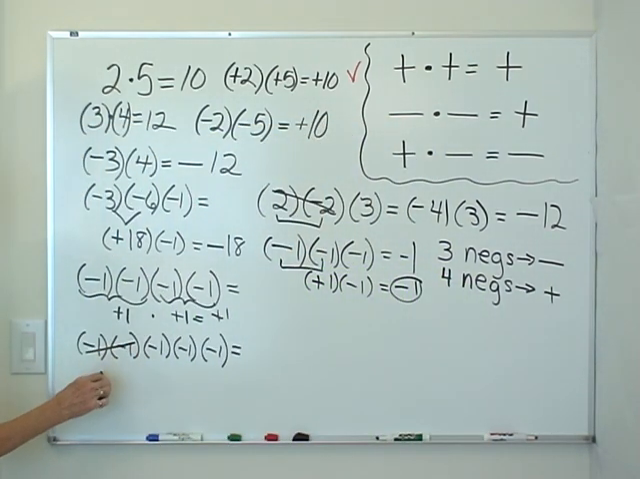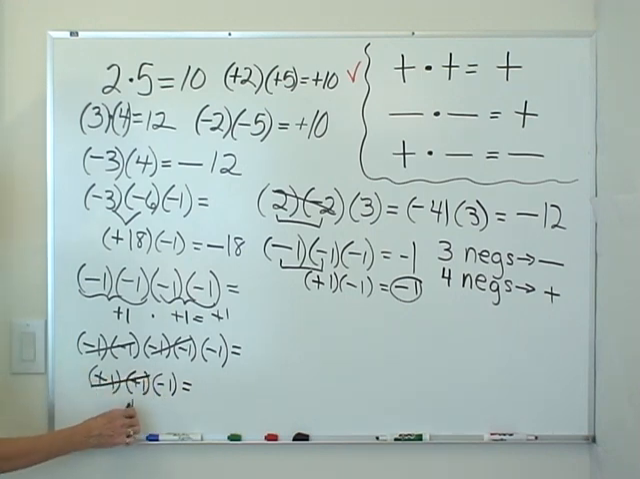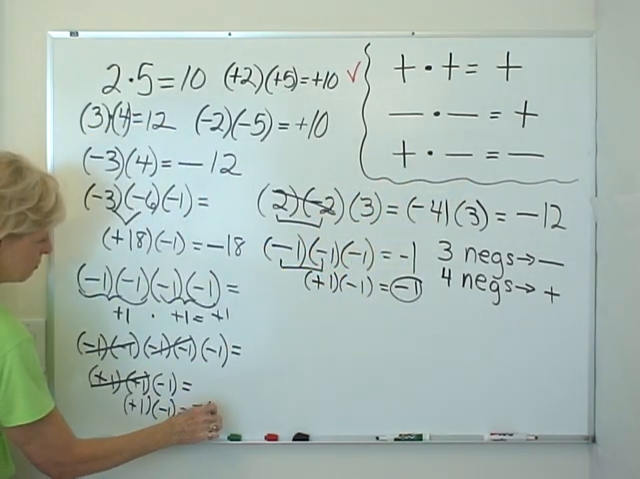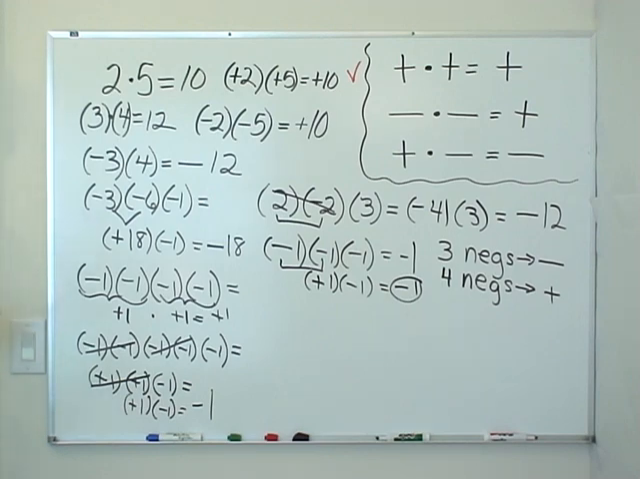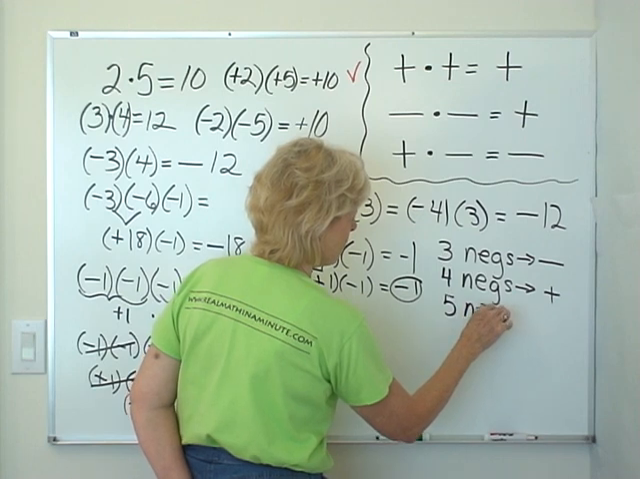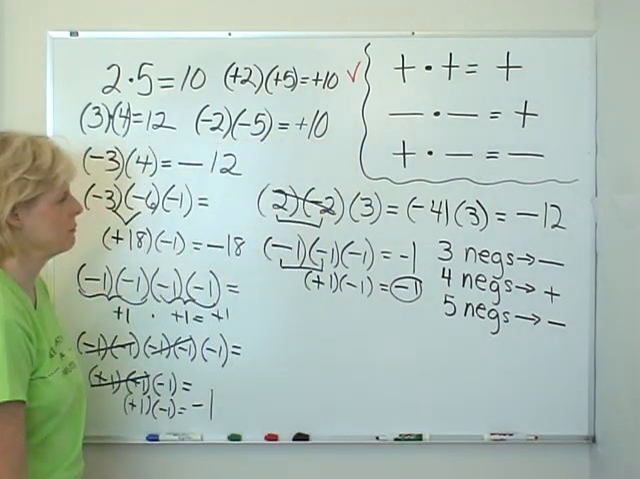Negative 1 times negative 1 is positive 1. Negative 1 times negative 1 is positive 1. And then there's one little negative left by itself, so there it is. Now I've got 3. A positive times a positive, you know you do 2 at a time, is a positive 1. A positive 1 times a negative 1. A positive times a negative is a negative, so I get negative 1. So this time I had 5 negatives over here. Let's just put it in our list. And our 5 negatives ended up giving us a negative.